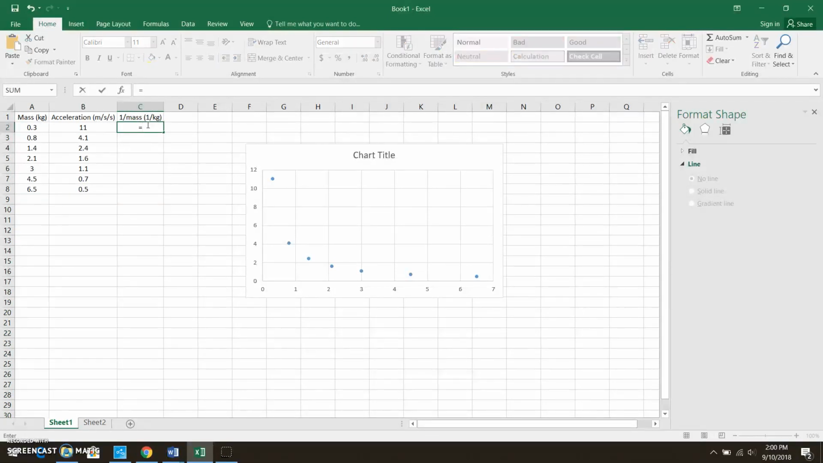So if we type equals 1 divided by my x value, I hit enter. Excel does it for me. And then I click this box again, I double click this box in the right hand corner, and there we go.